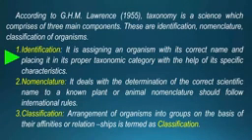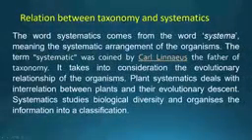Another one is nomenclature. It deals with the determination of the correct scientific name. To name a plant or animal, nomenclature should follow international rules. Then classification: arrangement of organisms into groups on the basis of their affinities or relationship is termed as classification. Then it is very important.